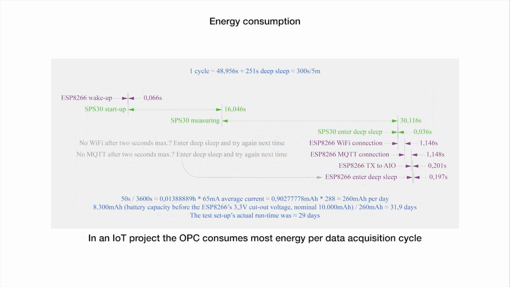When you develop off-grid designs, you want to minimize energy consumption, running each task as quickly as possible. Because of the way OPCs work, they consume most of the energy per cycle, while the data transmission aspect is negligible. The calculated runtime and the actual runtime come fairly close, but never rely on calculations alone. Always test your setup and measure the current.